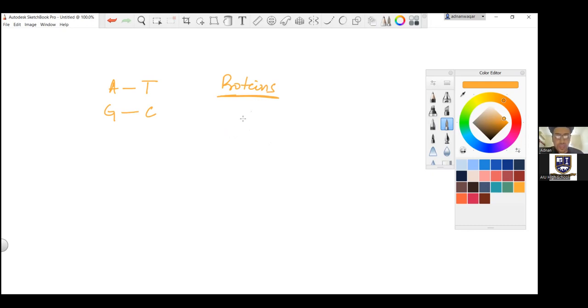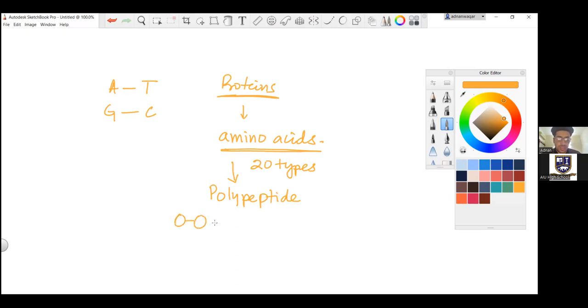Okay, thank you. So proteins are made up of amino acids. And there are 20 types of amino acids in our bodies. And their structure looks like a polypeptide. So this is one amino acid. It is connected to another one. It will be connected to another one. Different types of proteins have different numbers of these amino acids. So these are called amino acids.